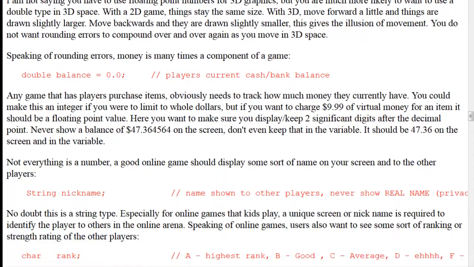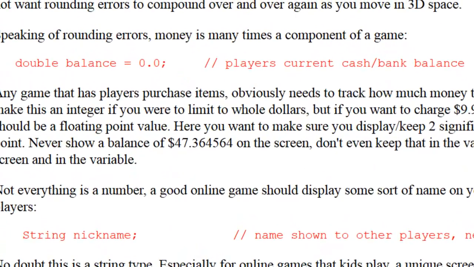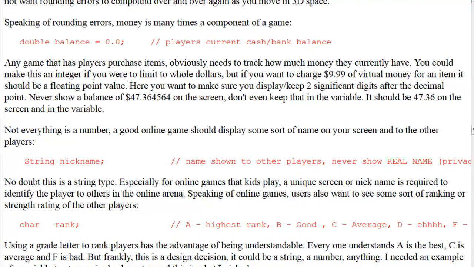Speaking of rounding errors, money is many times a component of a game. Let's declare a double balance equals 0.0. This is the player's current cash or bank balance. Any game that has players purchase items obviously needs to track how much money they currently have. You could make this an integer if you were to limit to whole dollars. But if you want to charge something like $9.99 of virtual money for an item, it could be a floating point value. Here you want to make sure you display or keep 2 significant digits after the decimal point.